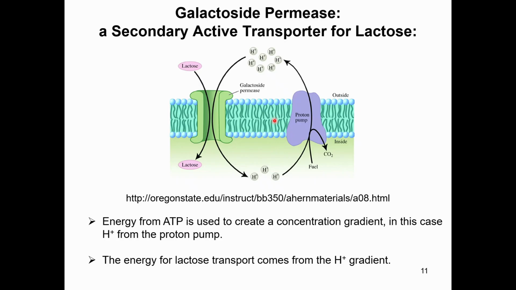So there are other interesting transporters that work as pairs, and they use ion gradient differences to drive transport of another molecule. Here is galactoside permease, and it's termed a secondary active transporter. The way it transports lactose, for instance, is a very interesting mechanism.